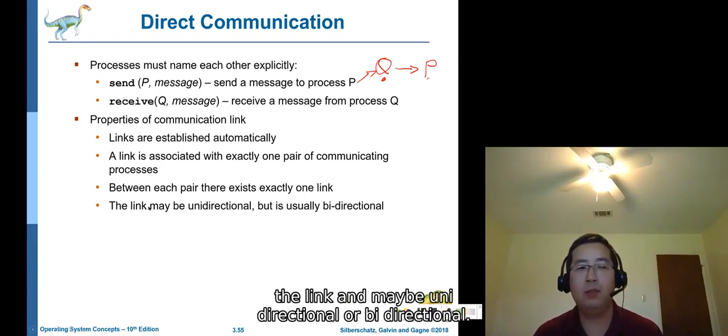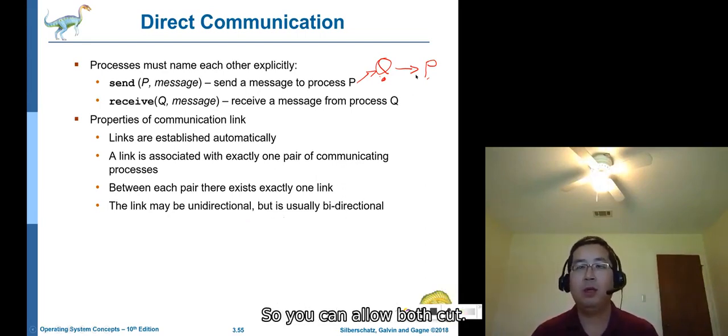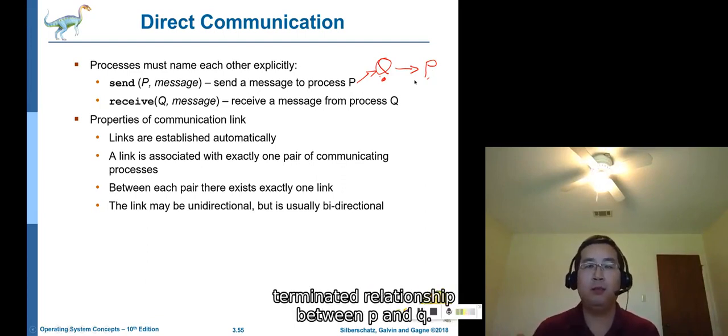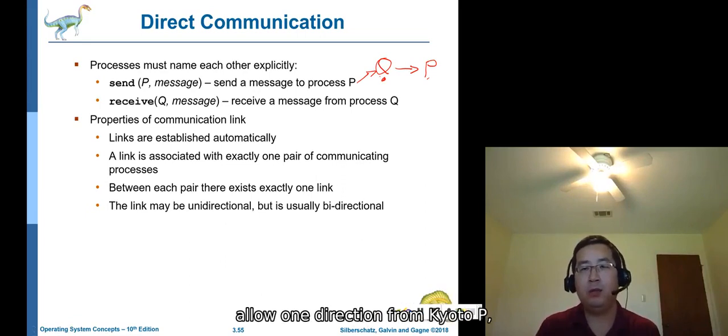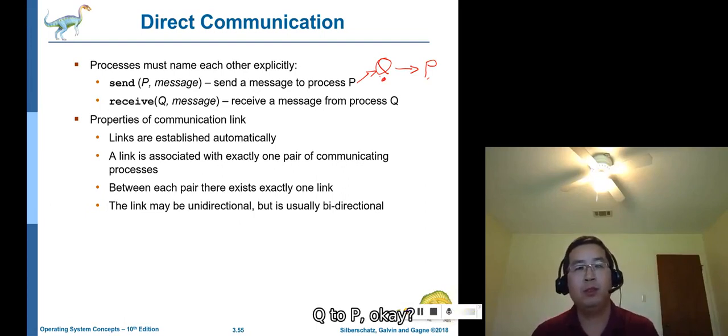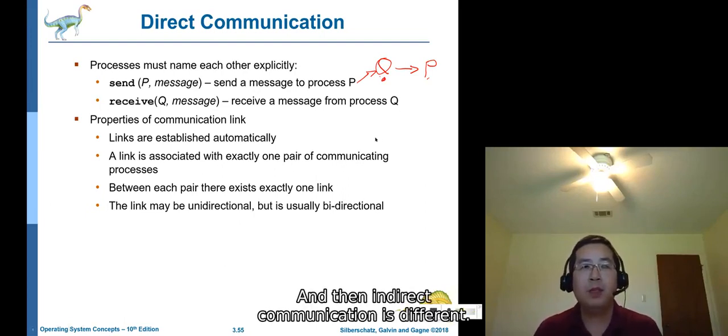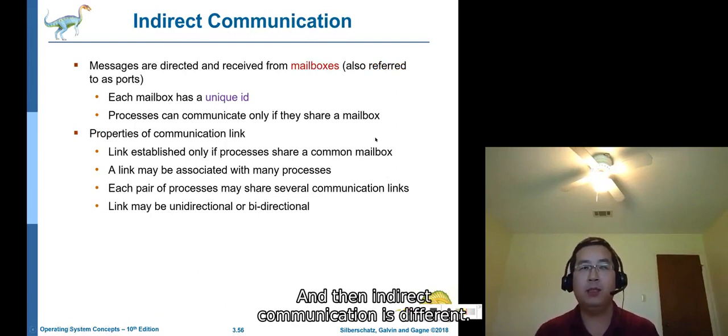The link may be unidirectional or bidirectional, so you can allow both. That means this establishes the relationship between P and Q. They can send a message, whether you only allow one direction from Q to P, or you do both, from P to Q and Q to P. And then indirect communication is different.